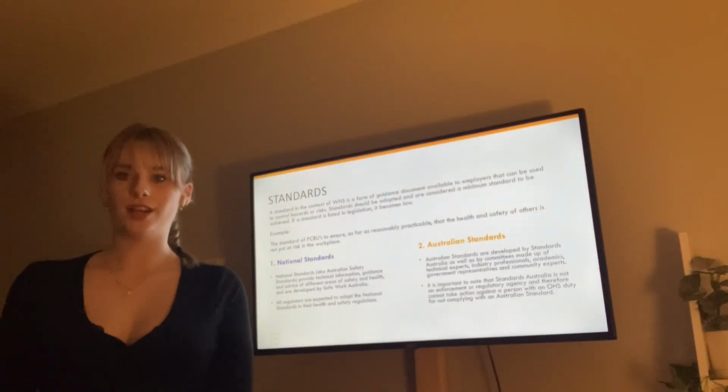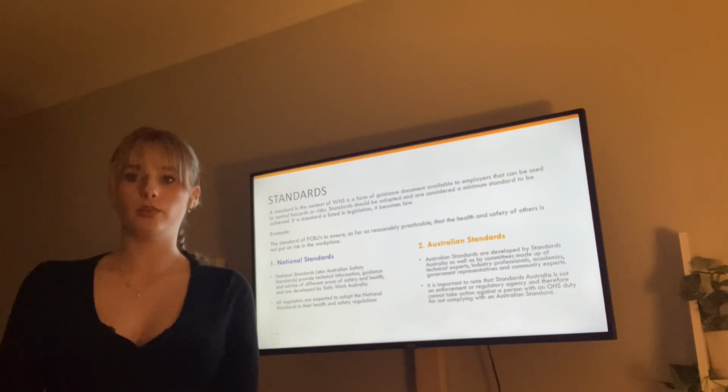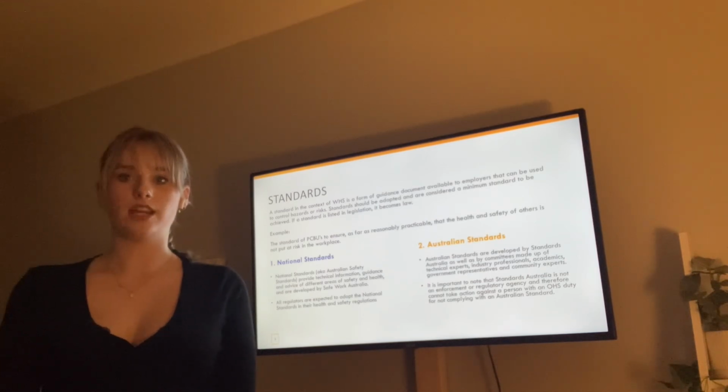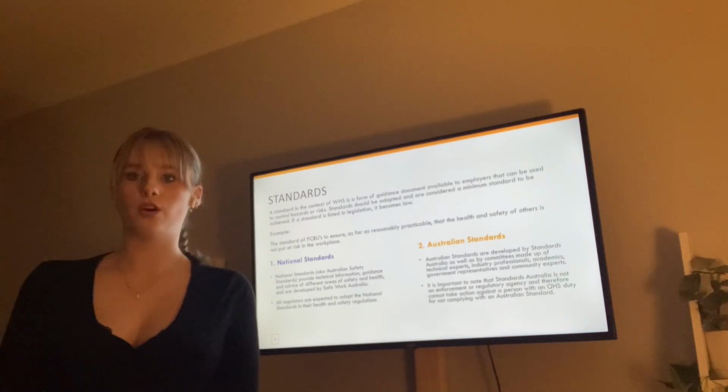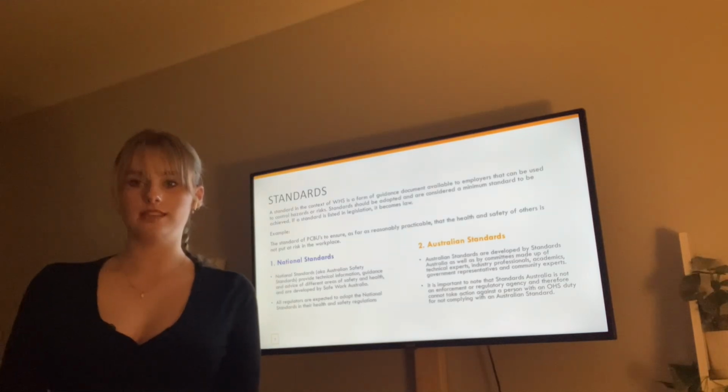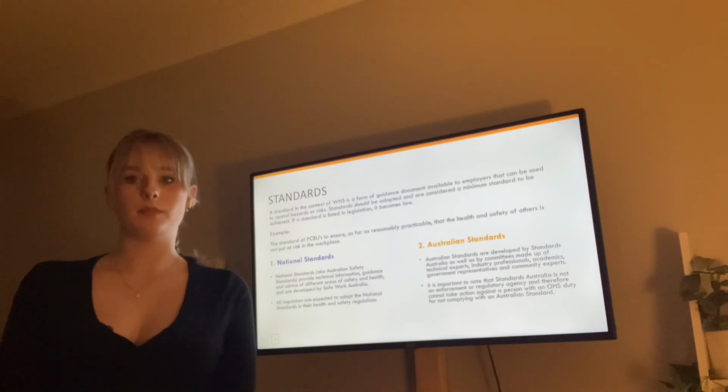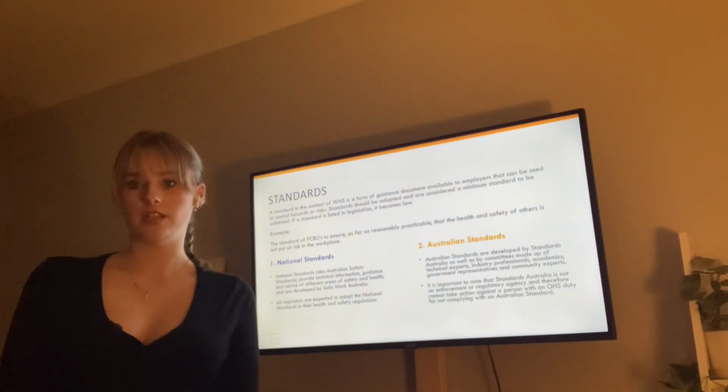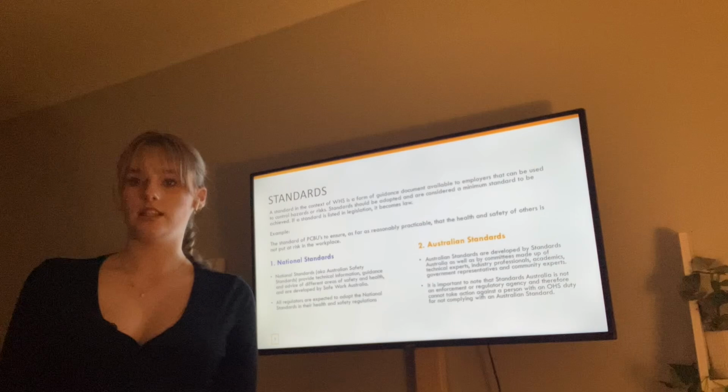In the context of work health and safety, a standard is a form of guidance document available to employers and other obligation holders that can be used to control particular health hazards. The two types of standards relating to health and safety are national standards and Australian standards. Standards should be adopted and considered as a bare minimum standard to be achieved. If a standard is listed in legislation, it becomes law.